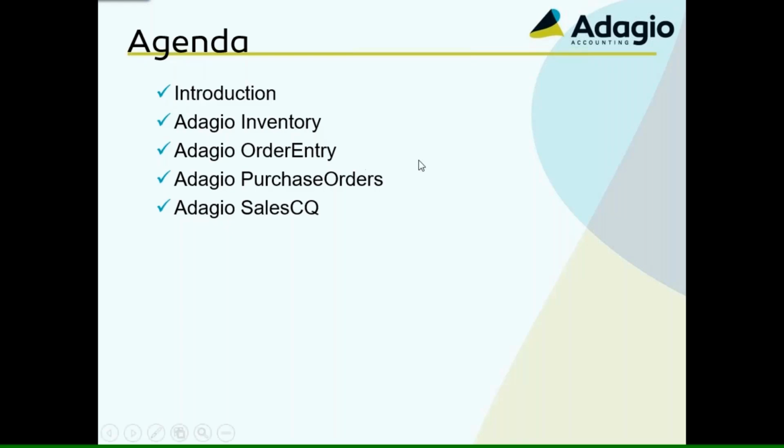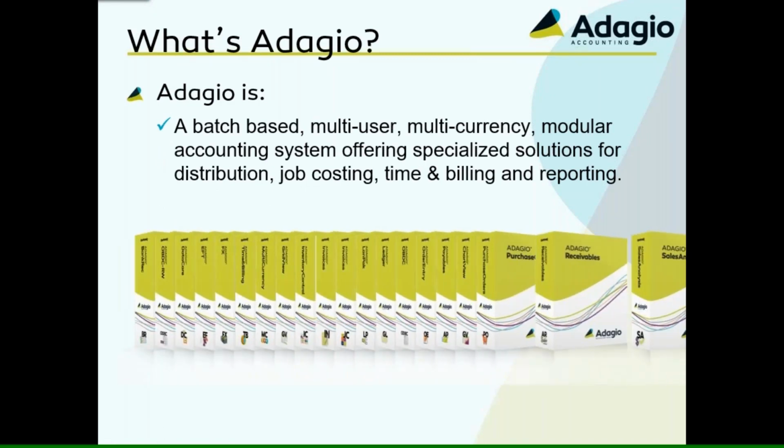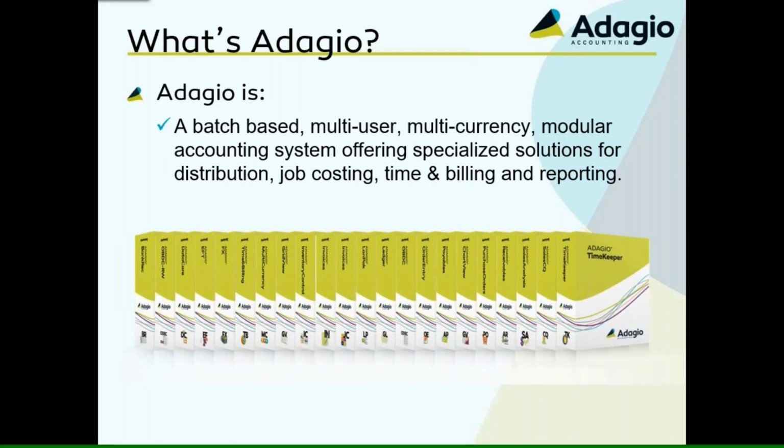So we'll just start to position Adagio in case you've never heard of us. If you've been attending these presentations regularly or the K2 technology tour, then you will have seen this slide many times. We are a set of modules, an ERP system for small organizations and businesses. We're batch-based, multi-user, multi-currency. We're modular, so that if you're a small not-for-profit and you just need a general ledger and accounts payable and really strong financial reporting, you just need to buy the general ledger and accounts payable.